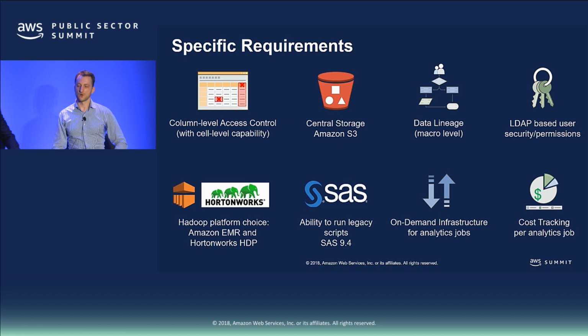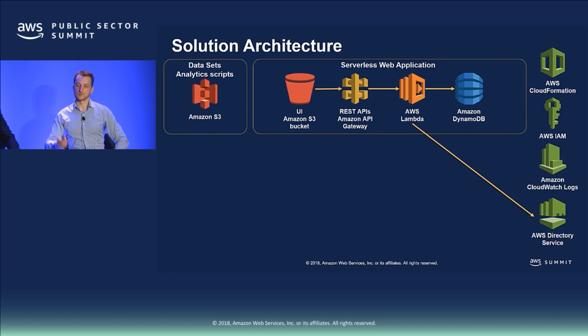The next requirement is on-demand infrastructure of analytics jobs. AWS platform is perfect for it, right? You can scale up or down as you need, and you can pay for only what you use. And the last specific requirement we had was cost tracking for each analytics job. It's really important for businesses to do cost tracking of how much it costs to run this particular analytics routine. So we could use AWS pricing list APIs for this. So this is how our solution was influenced by these specific requirements.